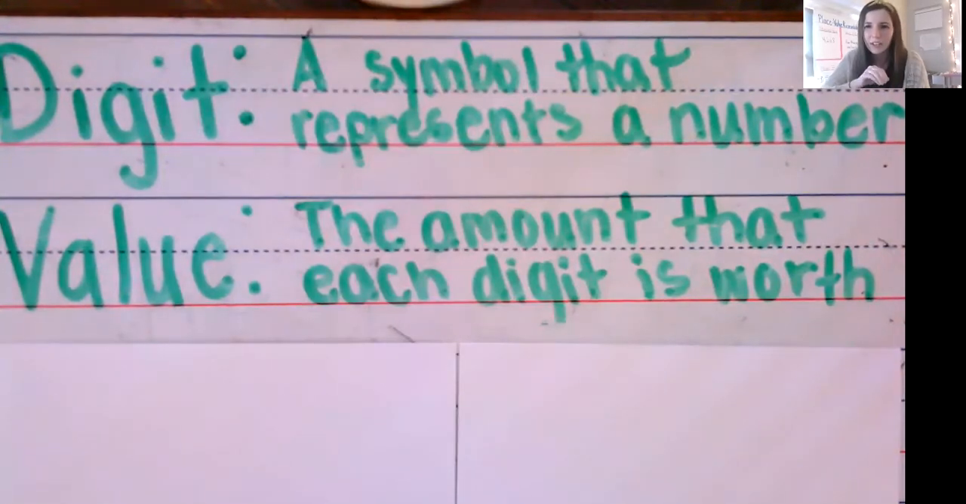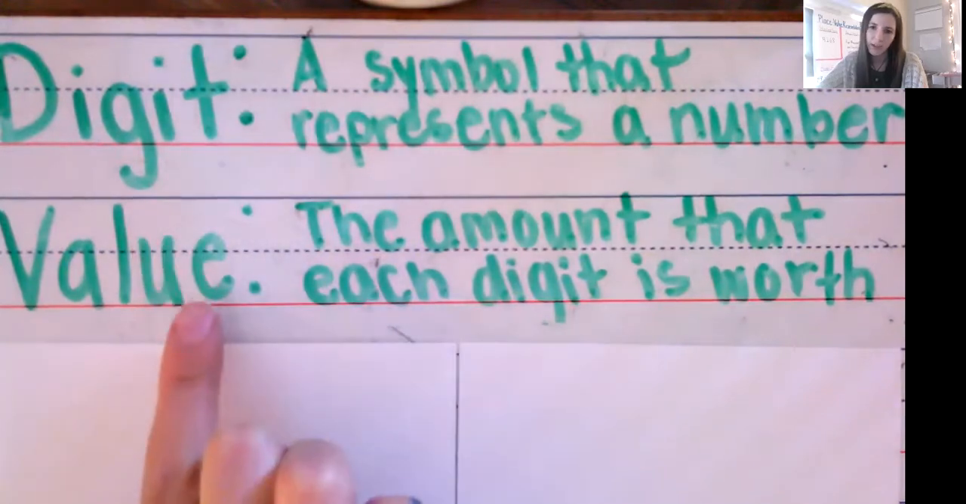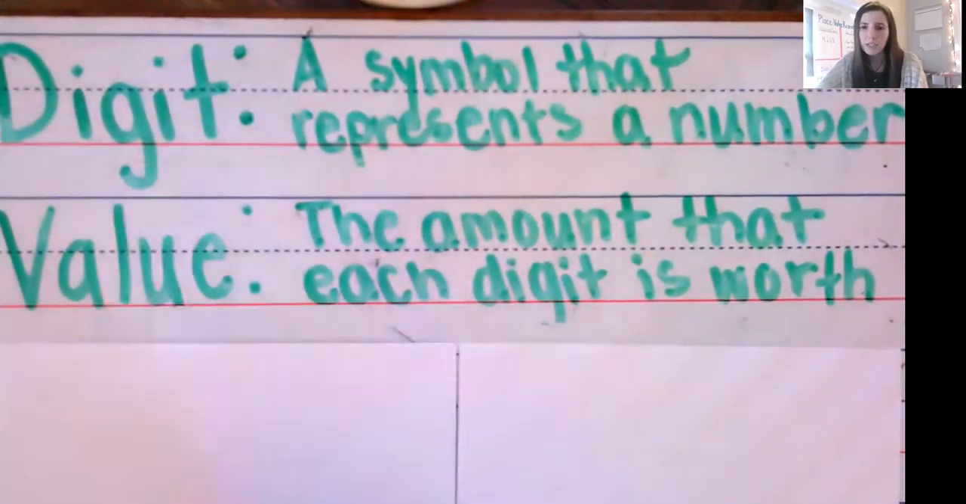The term place value comes from the way that we look at a digit's position or place in a number to determine its value. So it's important to remember our terms digit and value. A digit is just a symbol that represents a number. The value is the amount that each digit is worth.